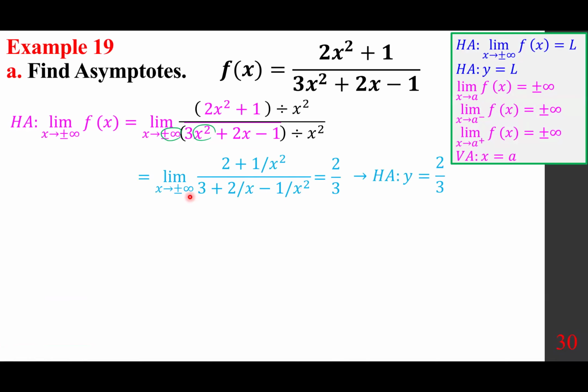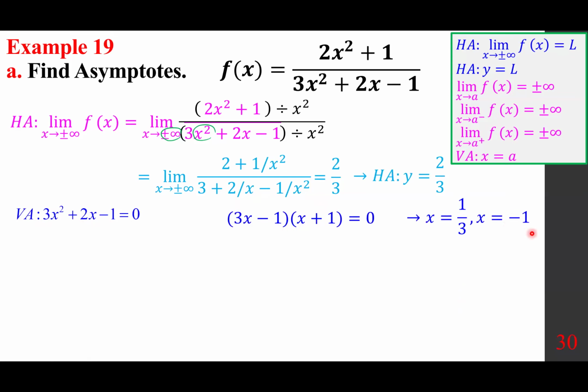What about vertical asymptotes? To get to the vertical asymptotes, all you have to do is set the denominator equal to 0 and factor it. Because 3 is a prime number, it's very easy factoring: x and 3x in any order. And for -1, it's 1 and -1. Just put them so that the middle terms, minus x and plus 3x, add up to 2x. So this gives us x equals 1/3. This gives us x equals -1. So the vertical asymptotes have the equations x equals 1/3 and x equals -1.